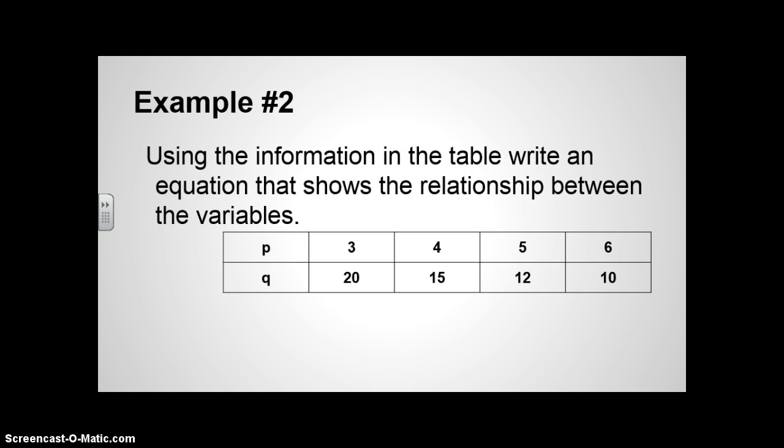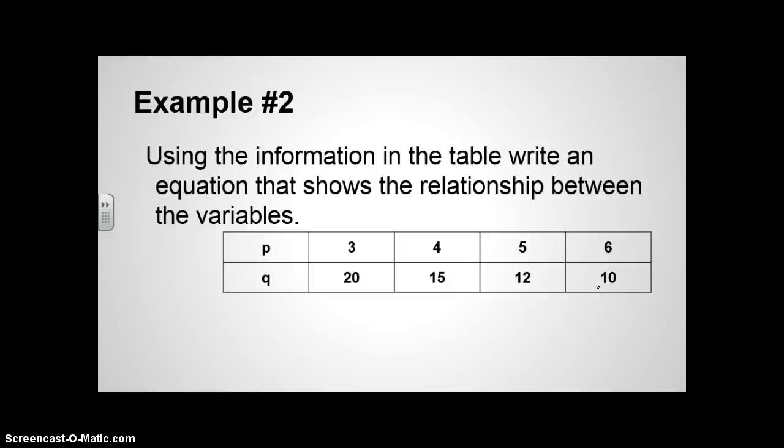Moving on to example number 2, sometimes you'll see a chart, and using the information given in this table chart, they want us to write an equation that shows the relationship between these two different variables. So for P, notice we have 3, 4, 5, 6. For Q, we have 20, 15, 12, and 10. Well, for this chart right here, we have to show the relationship going on. And so this is an inverse variation right here.